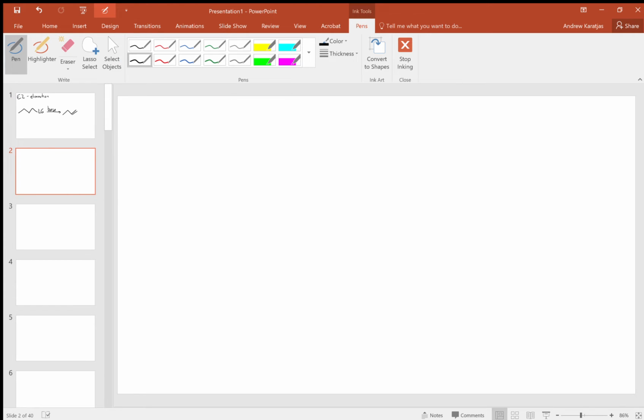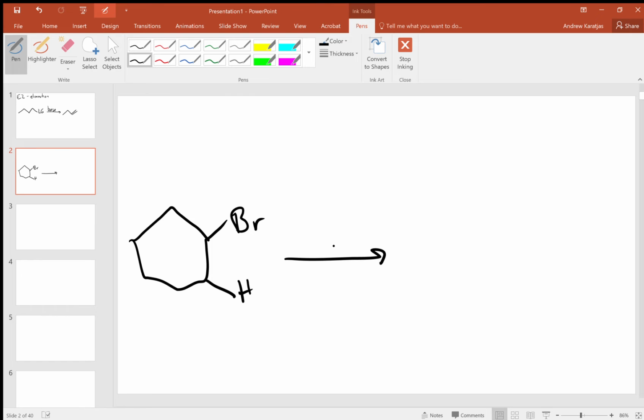So how does this reaction work? In a single step, we add a base to our starting material, and that base removes a hydrogen on the carbon next to the leaving group. We shift the electrons down, make the new alkene, and kick out our bromide here, or whatever our leaving group might be.